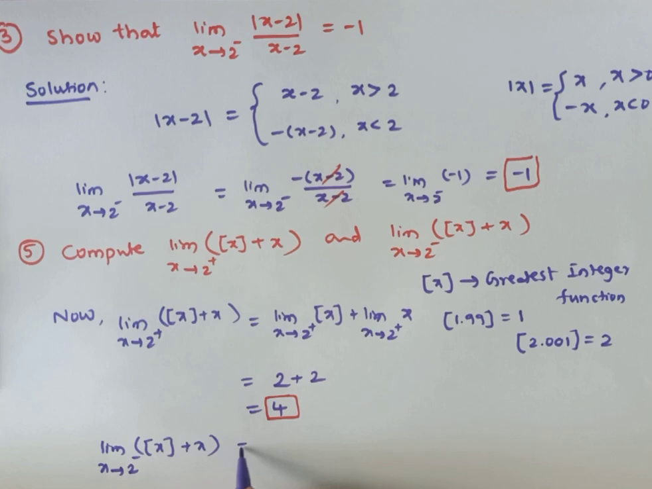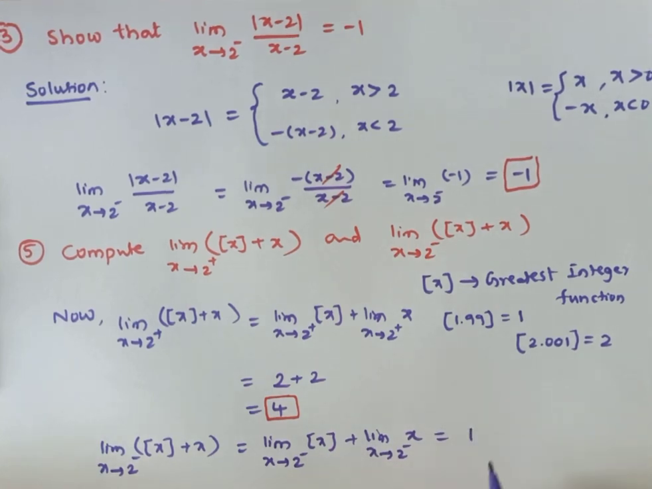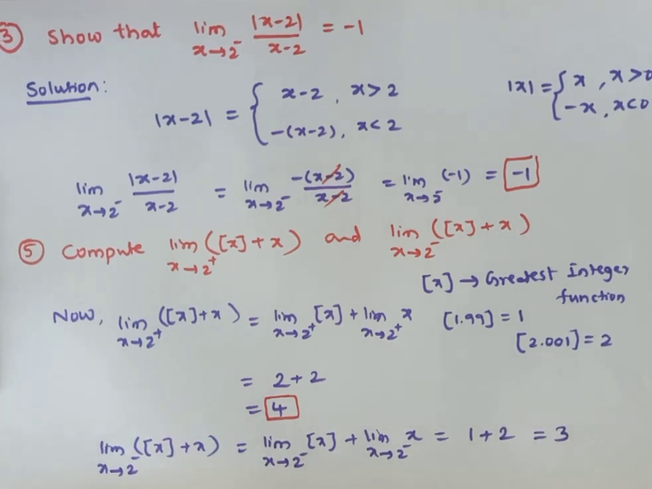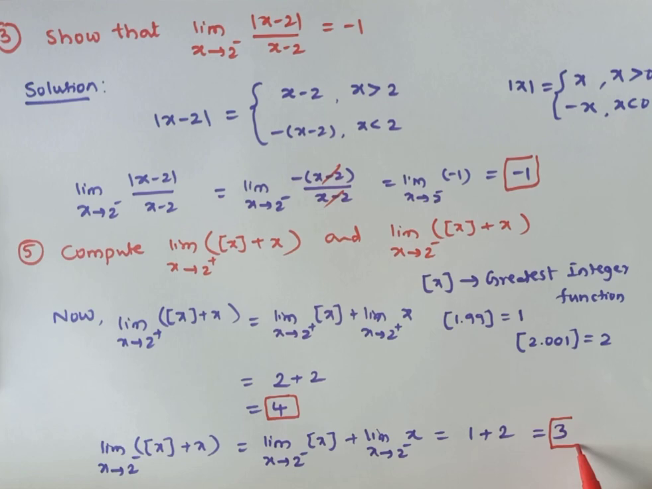So here we can express this as limit x tends to 2 minus of step x plus limit x tends to 2 minus of x. Then the limit x tends to 2 minus of step x is 1 only, plus the limit x tends to 2 minus of x is 2 only. So 1 plus 2, that is 3. So the first answer is 4 and the second answer is 3.